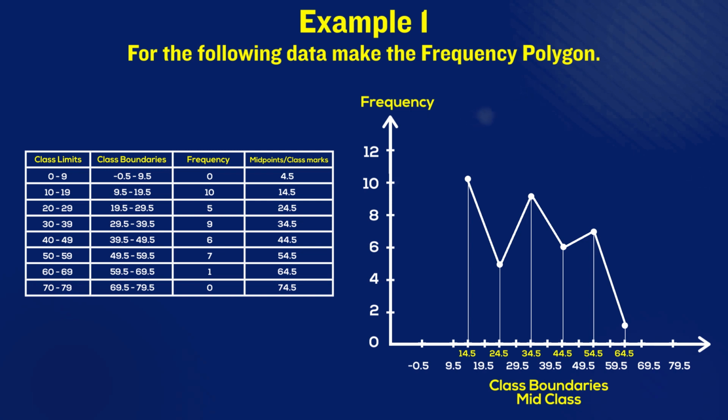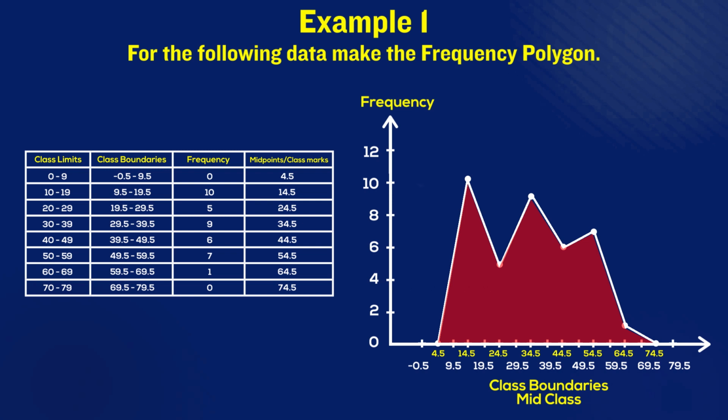But hey, we can't just stop here. A polygon is supposed to be a closed figure. So, we can't call this graph a frequency polygon just yet. This is where the additional groups with 0 frequencies, which we added in the first place, come into play. Plot the midpoints of these additional boundaries to close the polygon. Now that's what I call a perfect frequency polygon.